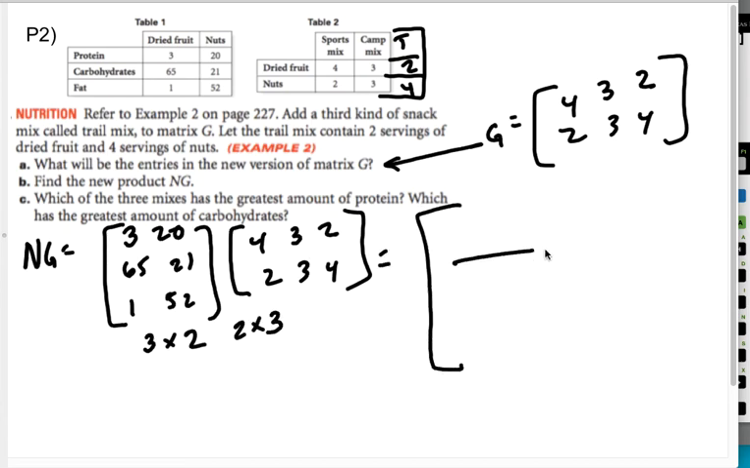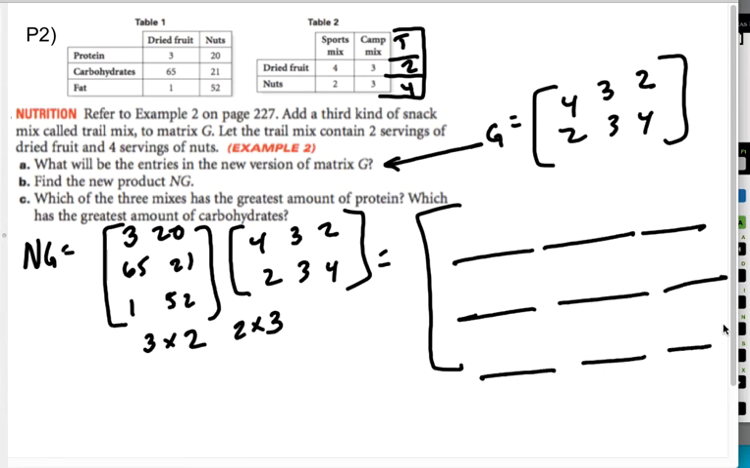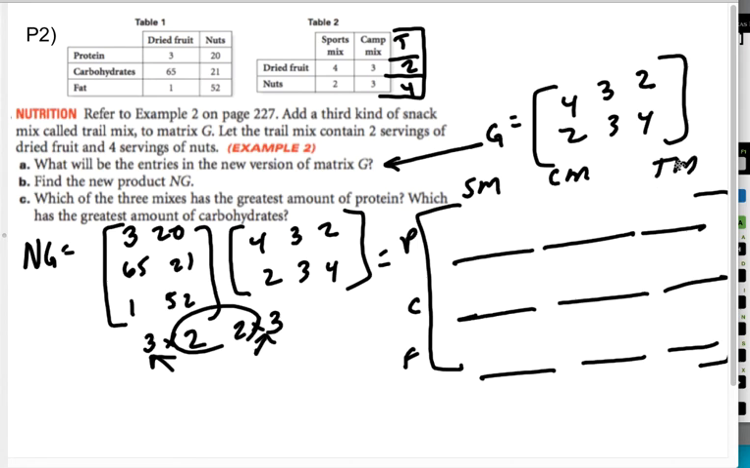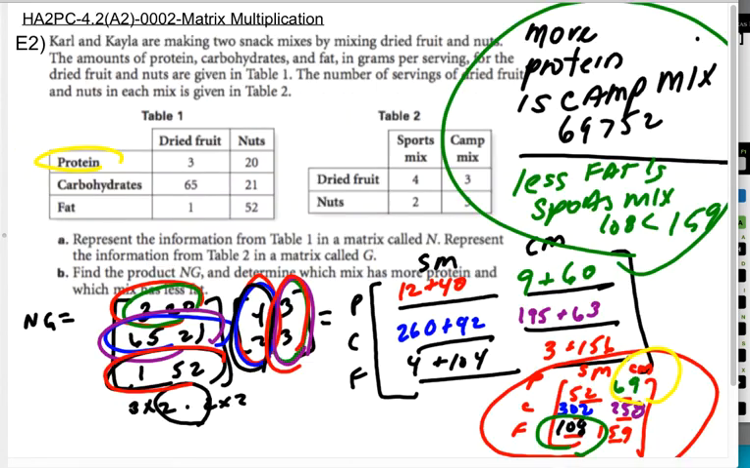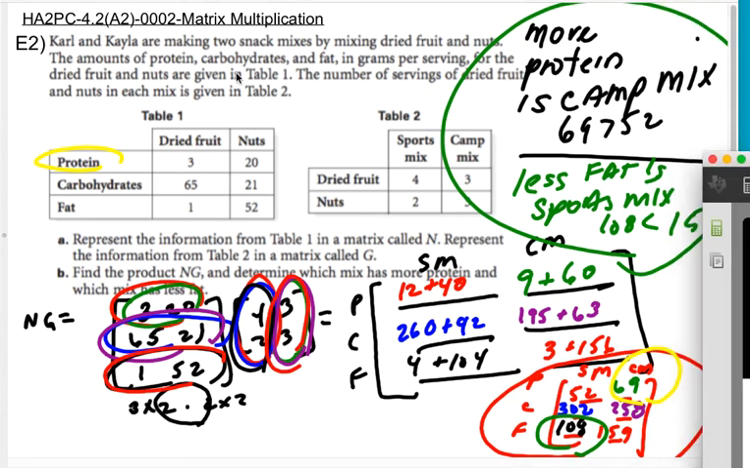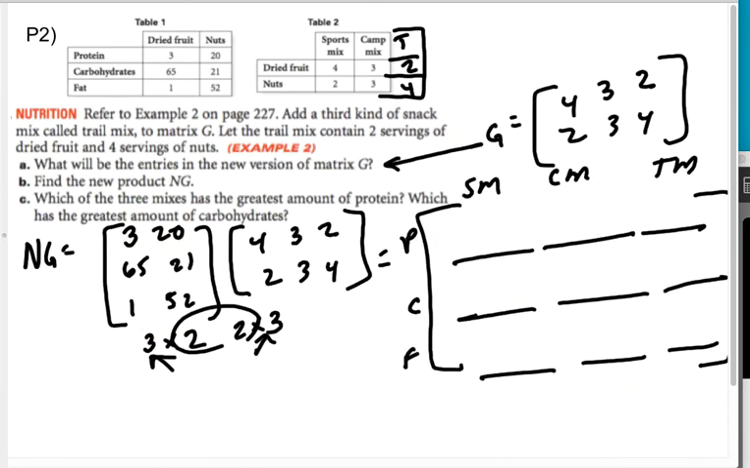But here's the thing I want to show you. It's not a 3 by 3 where we actually have to generate the answers from scratch. Okay, so this is definitely a 3 by 3. The inners are the same. My answer is 3 by 3. But remember, this was protein, and this was carbs, and this was fat, and this was the sports mix, camp mix, and trail mix. Okay, so I'm going to be kind of a lazy bum for a sec, right? I'm going to go back for a sec to my answer, and I'm going to screenshot this because I kind of want to be lazy.